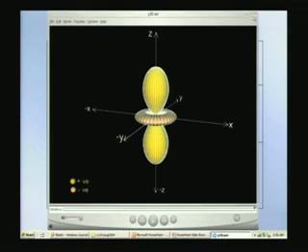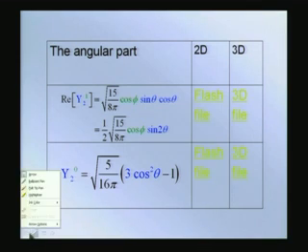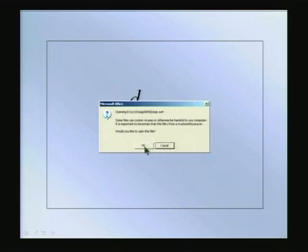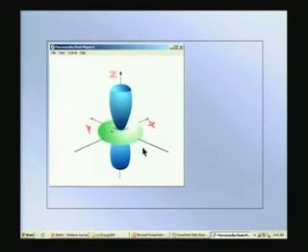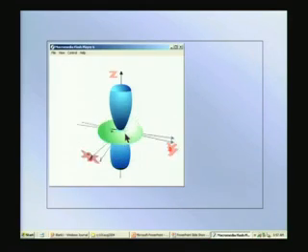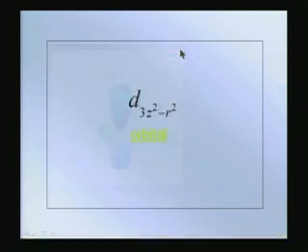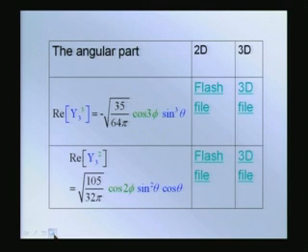Now having done this, if you go back and look at the 3z square minus r square orbital, you see that this was a slightly different colored representation, but you see that two lobes and a ring in between gave you how to build these functions from scratch once you know how to plot them in the polar graphs.